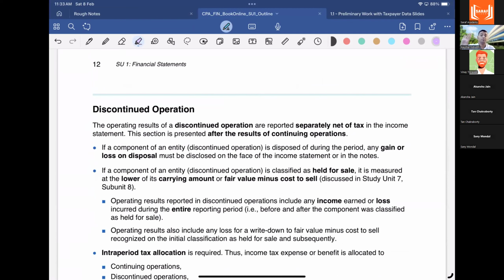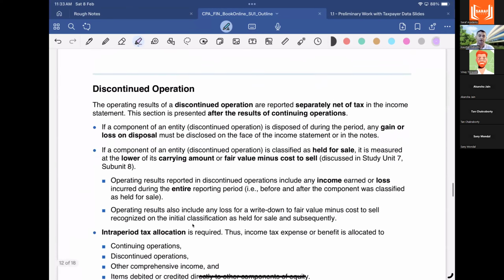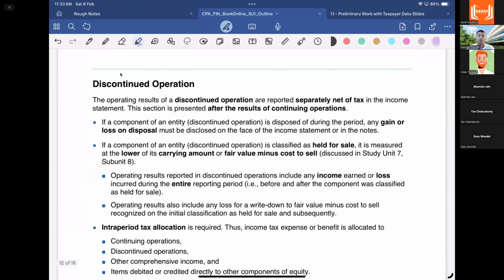डिसकंटिन्यूड ऑपरेशन के बारे में मैंने ज्यादा नहीं बताया उस टाइम पे जब मैं अभी बता रहा था. The reason is very obvious, because we have a separate study paragraph over here, or you have a separate learning outcome statement for discontinued operations where we will be talking in more detail.